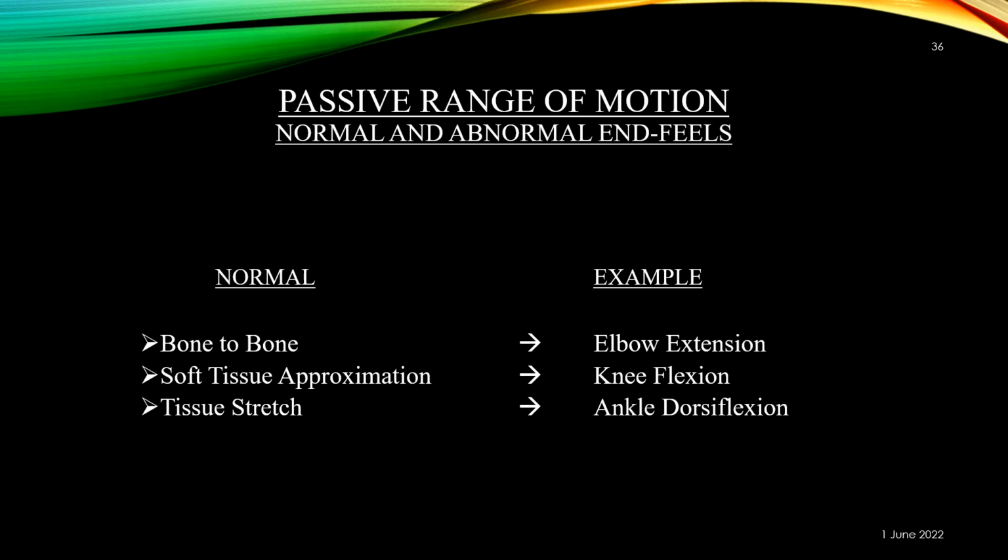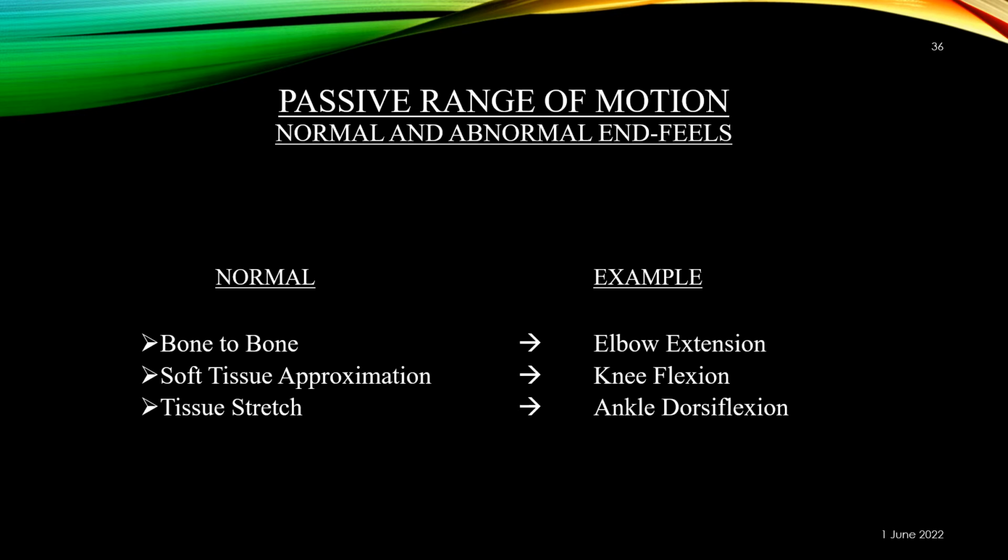So this is a good example of normal and abnormal end feels. Normal end feel for bone on bone: elbow extension, lock your elbow, boom, it just locks. There's no tissue stretch there, it just locks. For knee flexion, when you flex your knee, your calf muscle touches your hamstrings. It's called soft tissue approximation.